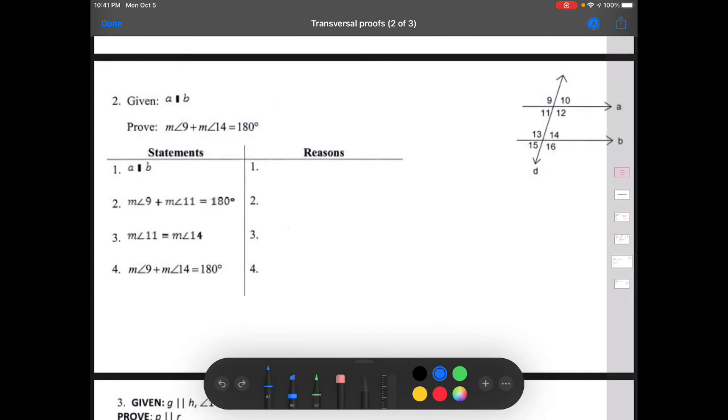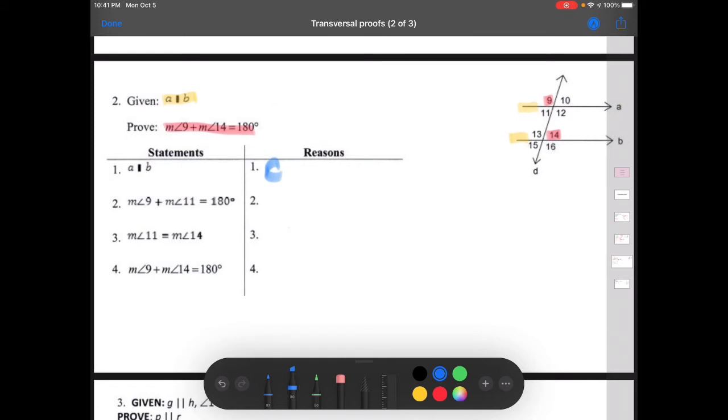And the next proof, our given is that A is parallel to B. So these two lines are parallel. And our goal is to show that 9 and 14 are supplementary, where they add to 180. So if we look on the diagram, we see 9 and 14, not one of the angle pairs that we learned. So this one, the whole thing is blank here.